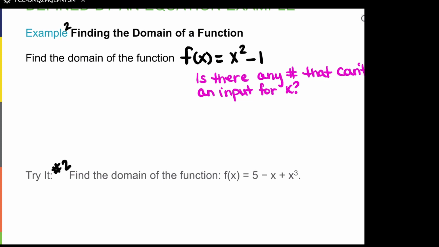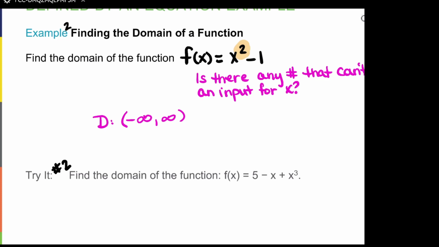X squared minus 1 is a quadratic. It comes from one of our parent functions, the quadratic, because the quadratic has the squared. And since there's nothing that we can think of that, if we put any real number from negative infinity to positive infinity into this expression, x squared minus 1, you're not going to get an answer, the domain can be any number from negative infinity to positive infinity. It can be the whole number line. So you can just write your domain just like that.